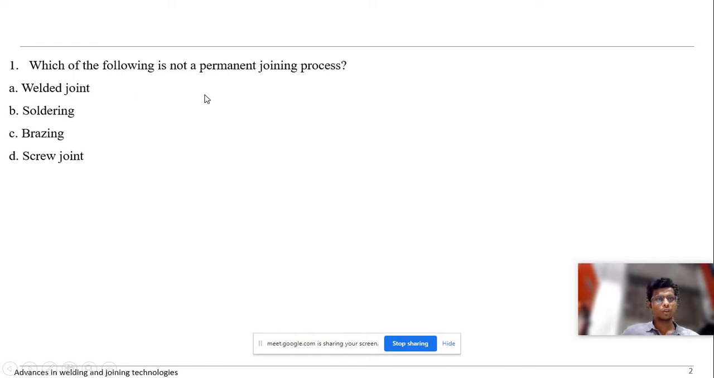So the first question here is: which of the following is not a permanent joining process? A is welded joint, B is soldering, C is brazing, D is screw joint. Can anyone tell which of the following is a non-permanent joint? They can raise their hand or keep it in the chat box.